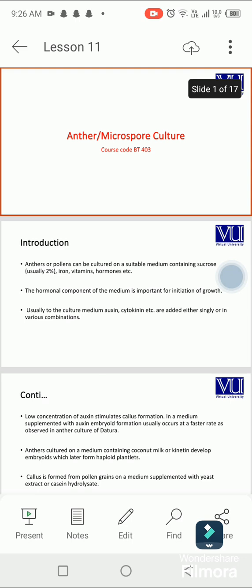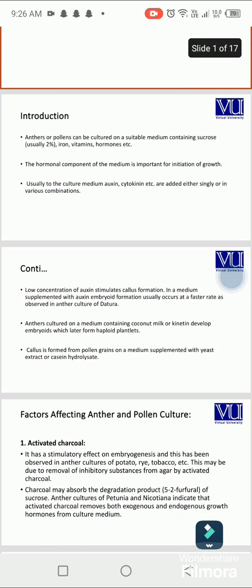Anther or microspore culture. Introduction. Anthers or pollens can be cultured on a suitable medium containing sucrose, usually 2%, iron, vitamins, hormones, etc. The hormonal component of the medium is important for initiation of growth. Usually auxin, cytokinin, etc. are added to the culture medium either singly or in various combinations.